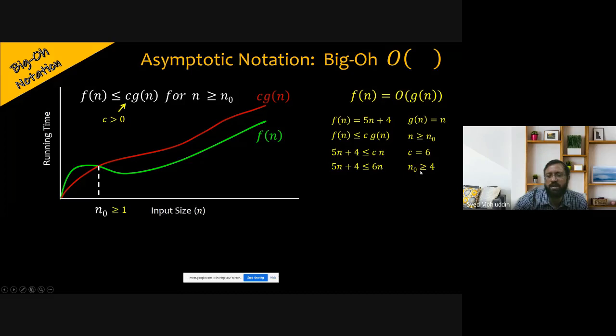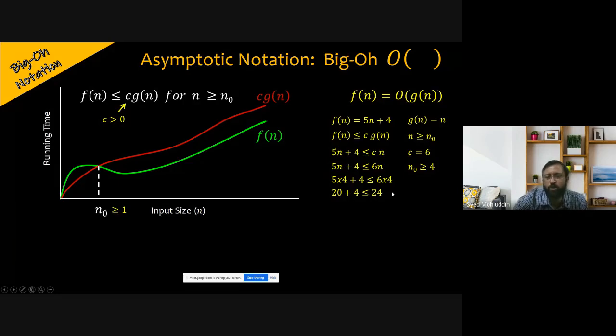You can see that if we take n0 as 1, it will be 5 plus 4, so it will be just 9 less than or equal to 6. For n as 1, 6 doesn't satisfy. So for n0 greater than or equal to 4, it satisfies, because this becomes 20 plus 4, which is 24, and 6 multiplied by 4 is 24. So 24 less than or equal to 24 is true.